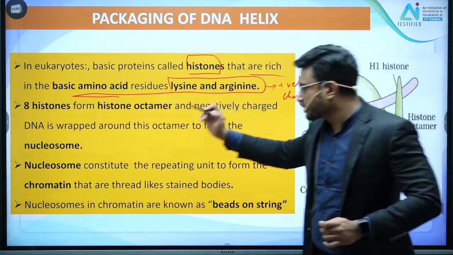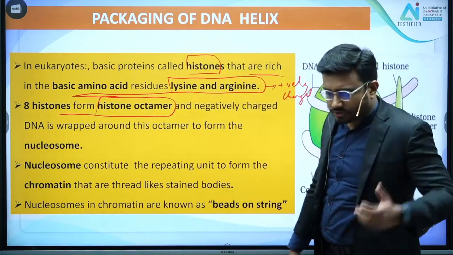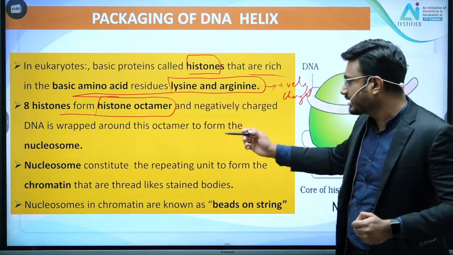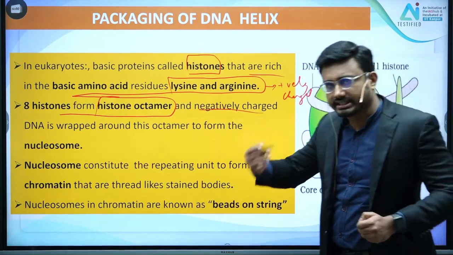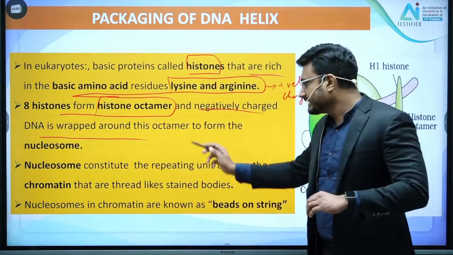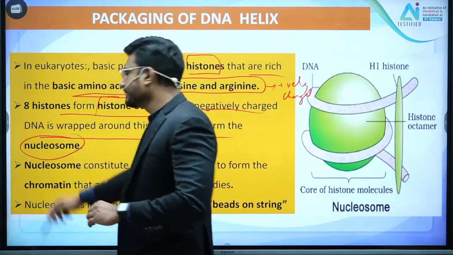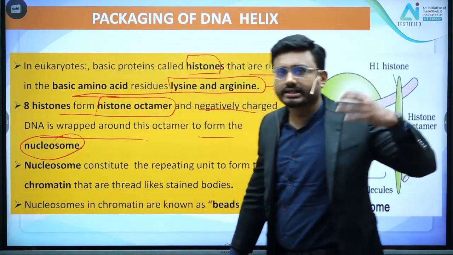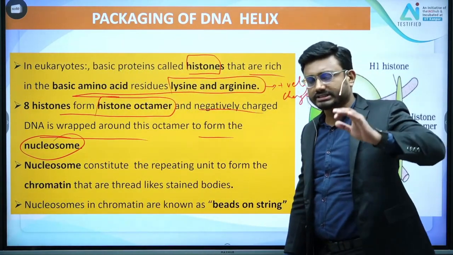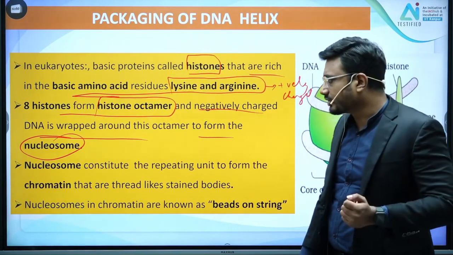So 8 histones come together and form a histone octamer, and the negatively charged DNA is wrapped around this octamer, and this leads to the formation of the nucleosome. So the nucleosome is nothing but the 8 histones that form the histone octamer, which are positive, and the DNA that is negatively charged is wrapping around this histone octamer.